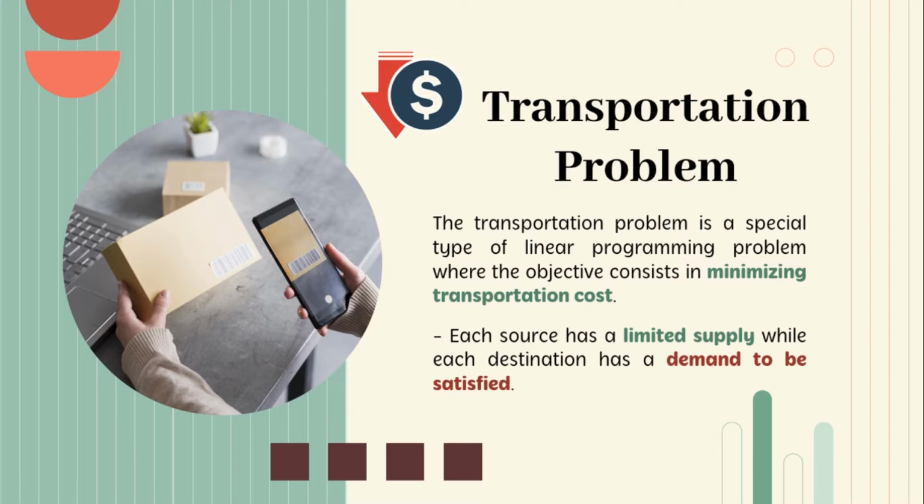Transportation problem. The transportation problem is a special type of linear programming problem where the objective consists in minimizing transportation costs of a given commodity from a number of sources or origins to a number of destinations. Each source has a limited supply while each destination has a demand to be satisfied. The cost of shipping from a source to a destination is directly proportional to the number of units shipped.